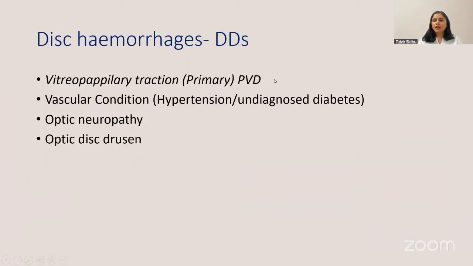Sometimes hemorrhage at the disc can be caused due to vitreopapillary traction, that is PVD. And in undiagnosed diabetes or in hypertension also sometimes it can happen.